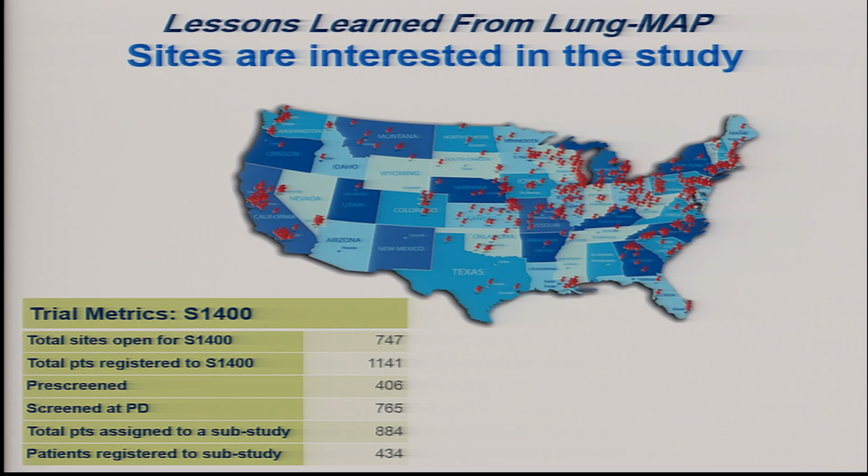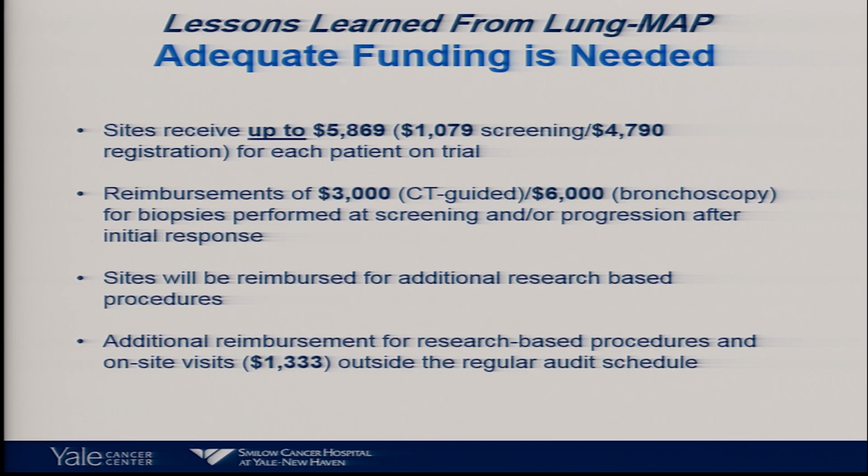Look at what we've done in the several years we've been open. These are the sites that are open around the country. We just got Canada open. A little bit of regulatory hurdles there, but we got them open. 740 sites open, over 1,100 patients registered, and you can see the pre-screening is picking up. More than a third of them are being pre-screened, and 800 patients were assigned to one of the sub-studies, and 436 are registered at this time.